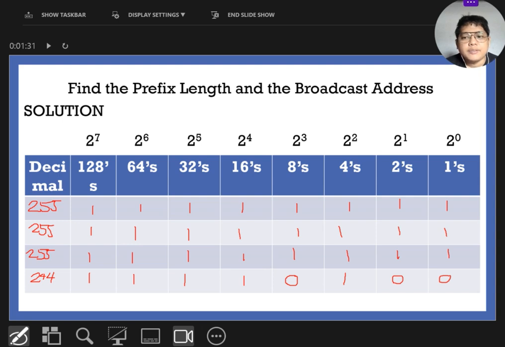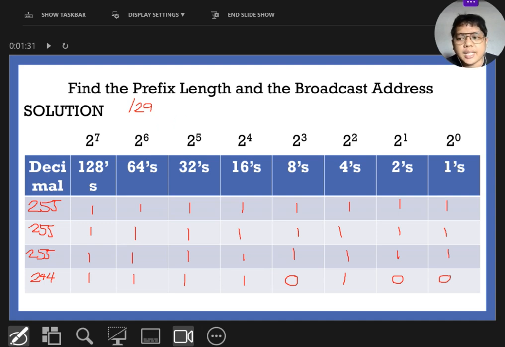Now, remember that the ones here in the table are the network portion and the zeros are the host portion. So counting all these ones in the table gives our slash notation, or the prefix length. Counting: 1, 2, 3, 4, 5, 6, 7, 8. So 8 times 3 is 24, 25, 26, 27, 28, 29. Therefore, our prefix length is 29.